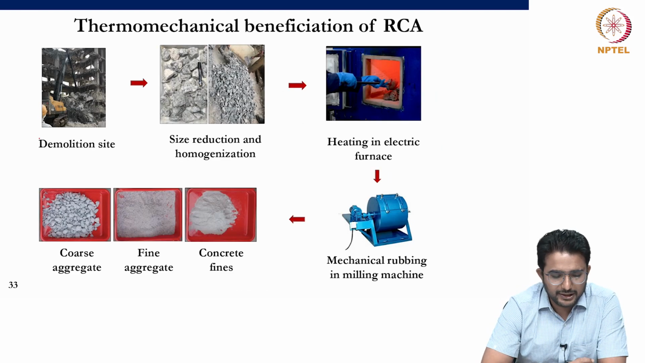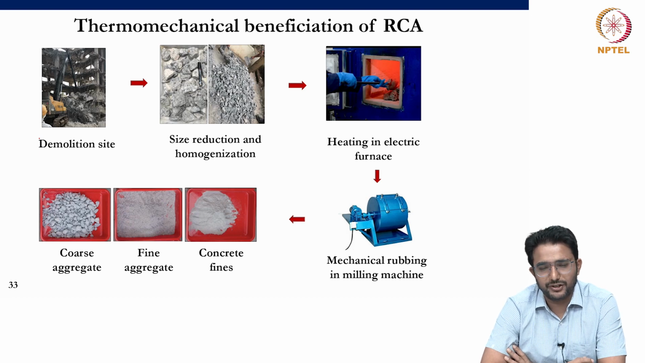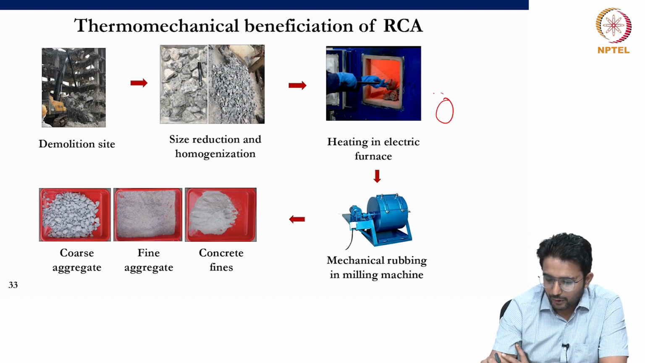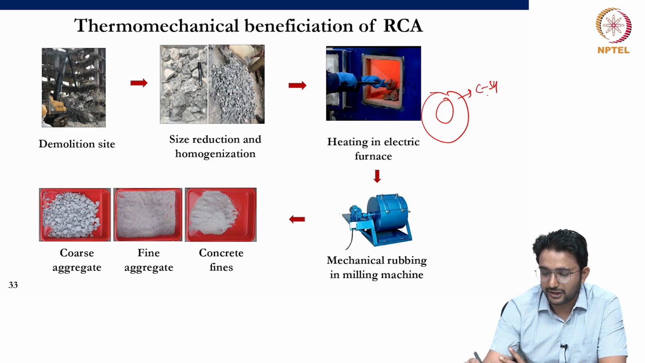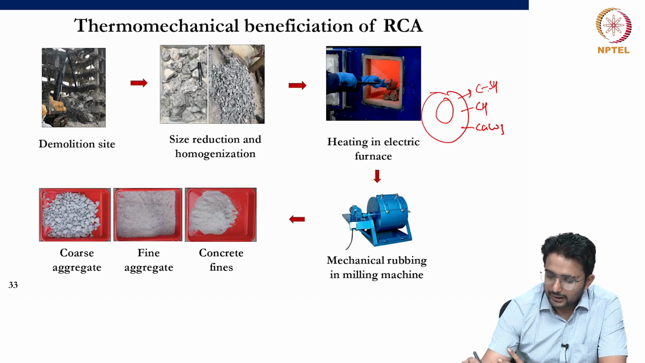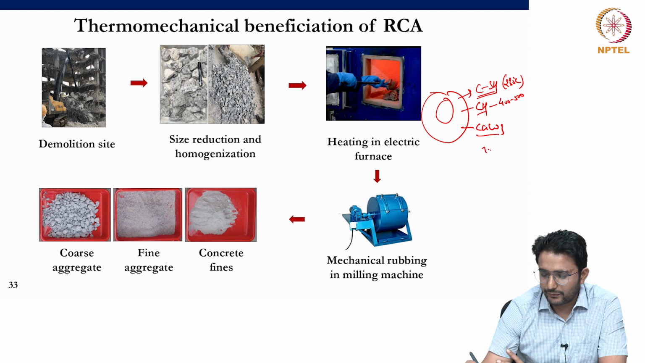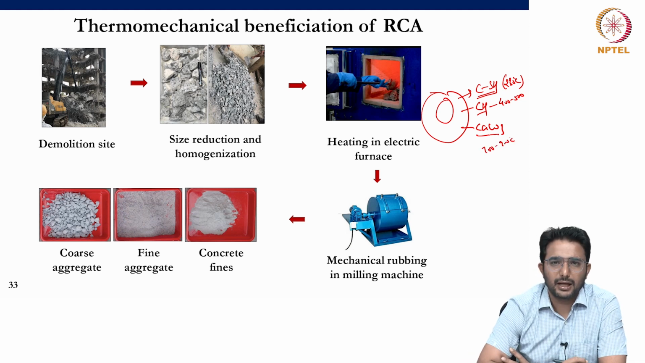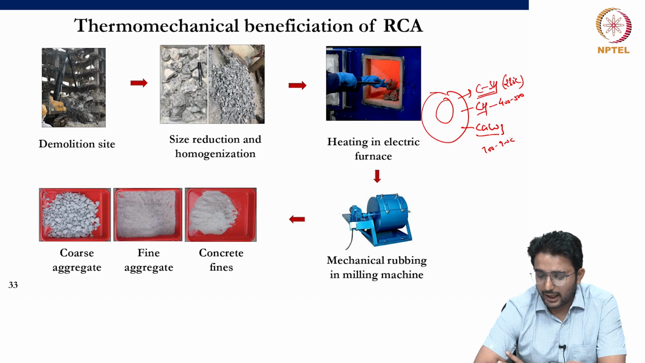So the best technique that can be seen in the available literature is the thermomechanical beneficiation technique. As we discussed, the adhered mortar is hydrated, so it will contain calcium silicate hydrate, it will have calcium hydroxide, and in certain cases it can have calcium carbonate. And we know that the dissolution of the calcium silicate hydrate will happen at around 230 degrees centigrade. Similarly, between 400 to 500 centigrade, the calcium hydroxide will be dehydrated, and when the concrete is heated at a temperature of 700 to 900 degrees centigrade, calcium carbonate can also be decomposed, right?